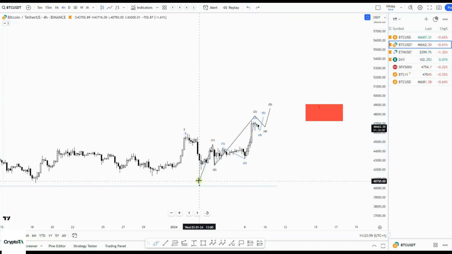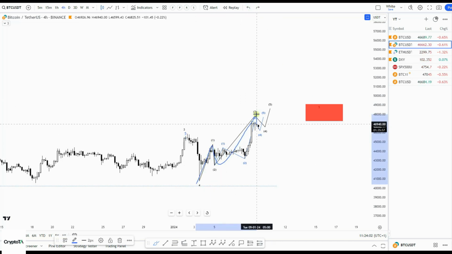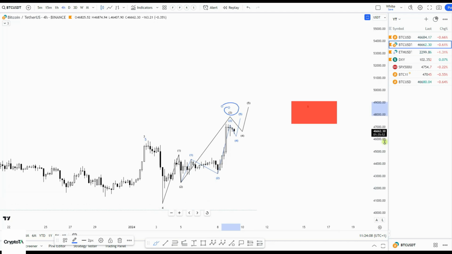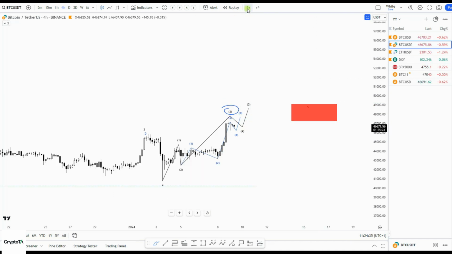And where are we? You can see we have 1, 2, 3, 4, 5. But in that third leg, make it a bit bigger, we have one more leg up to do in this one. And so in 3 we have 1, 2, 3, 4, 5. Meaning we should see one more up, then completing this black 4, a bit of a correction, and then 5, and completing this 5th leg in that red box. But as said, it could go a bit higher.